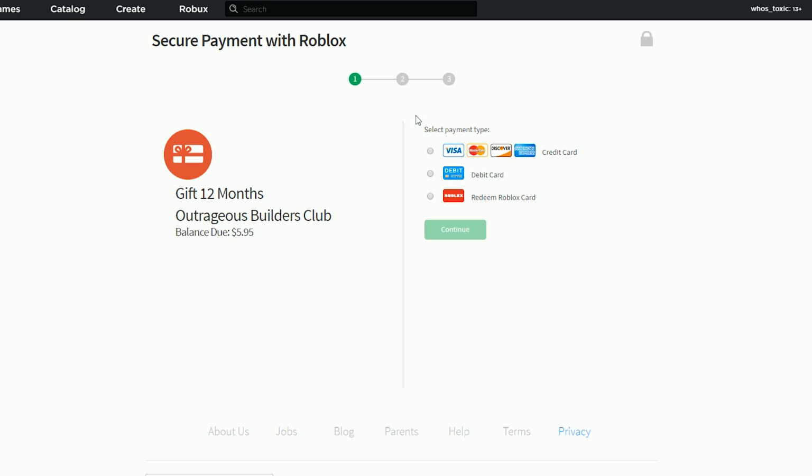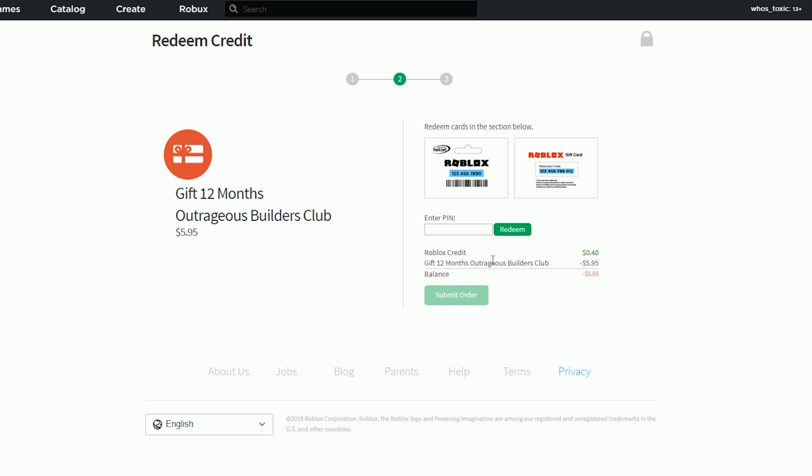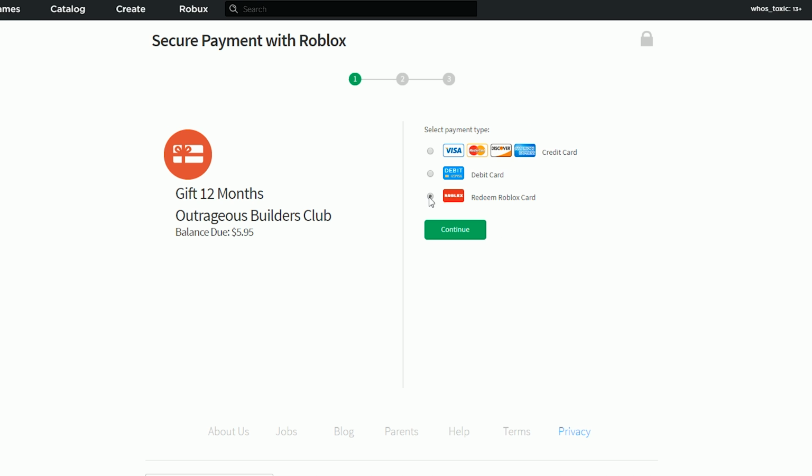Obviously, it probably has no functionality if I try to buy something, because again, it's not $5.95 for that. But what if we click redeem Roblox card? Okay, so you would have to enter a pin for a Roblox card. Again, I don't really want to do that in case it does take away my money for some reason. But just know that this page is real, and it's very interesting.